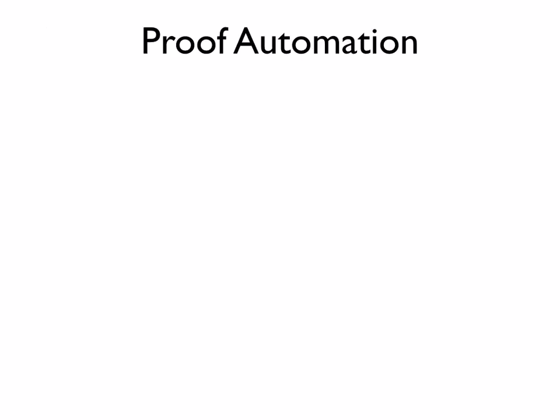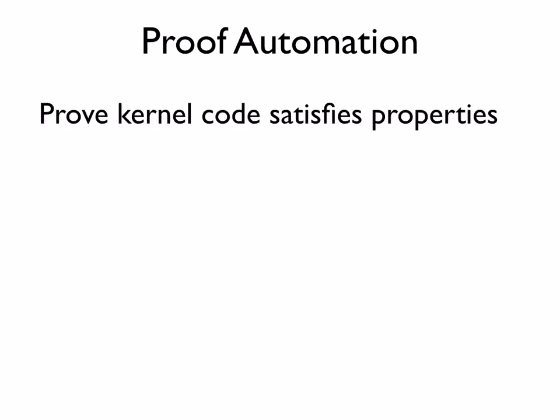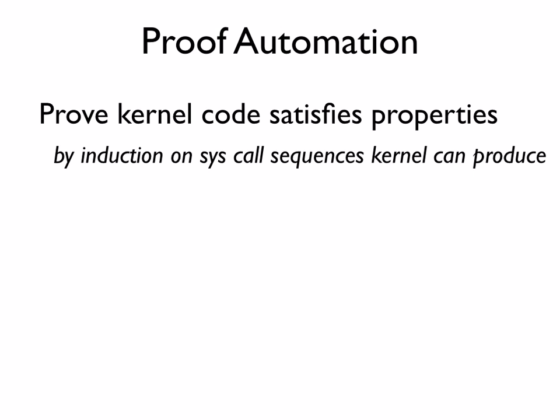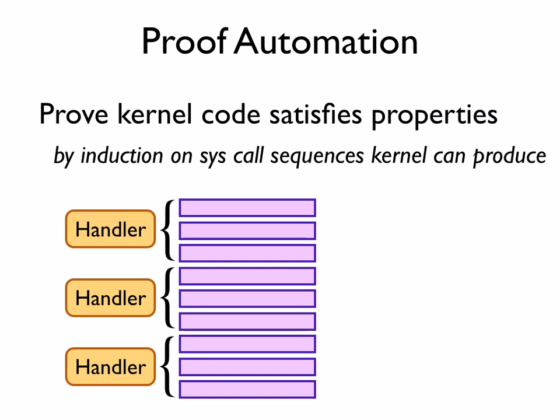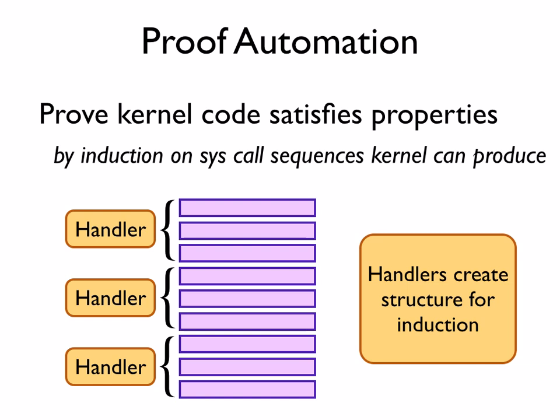Well, now I'm going to talk about how the automation works at a high level. So the goal of the automation is to show that user-provided code satisfies user-provided properties. And the automation does so by induction on the sequence of system calls that the kernel can produce. Now you might recall that this sequence of system calls can actually be broken up into a sequence of handler executions, each of which makes some number of system calls. And this sequence of handler executions actually creates a very natural structure for induction. And so the automation actually performs induction on this sequence of handler executions.